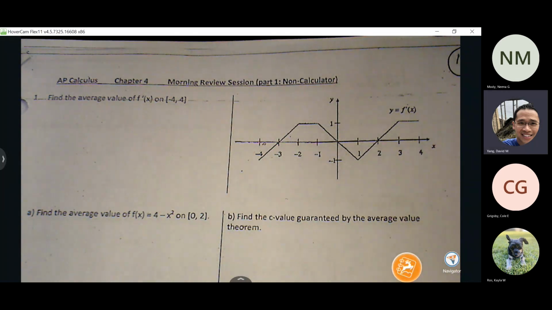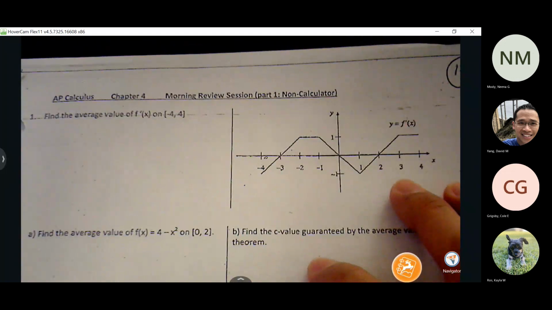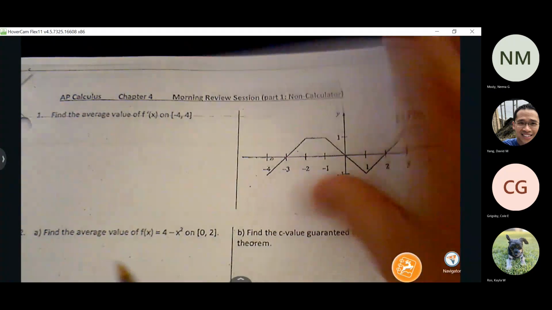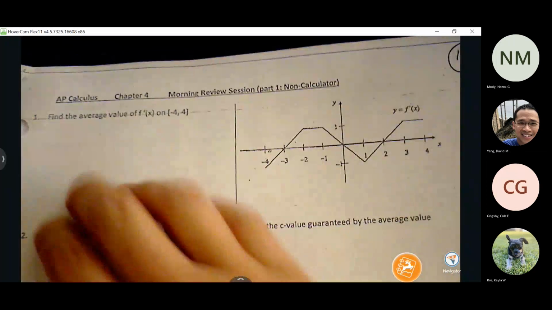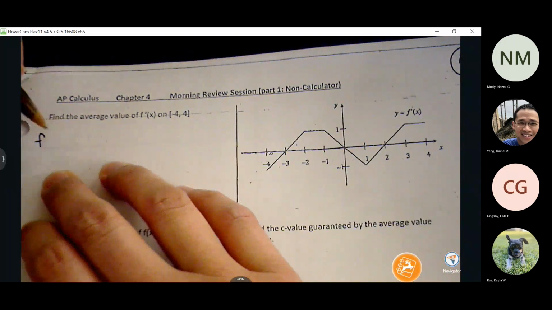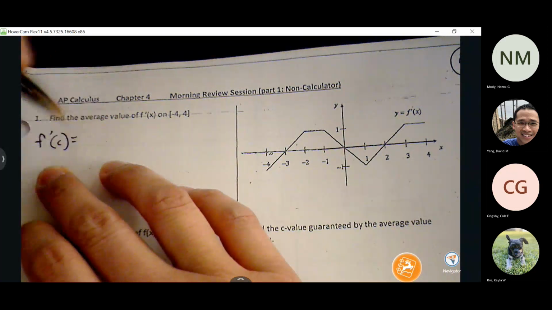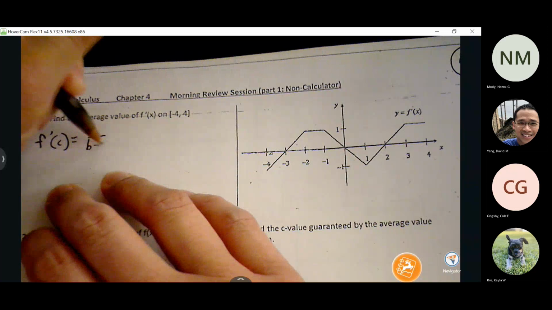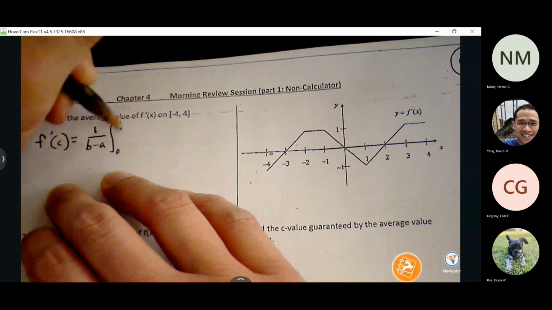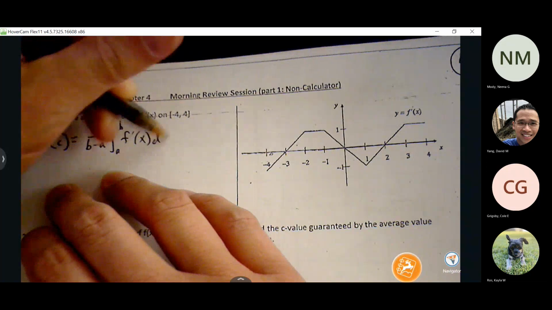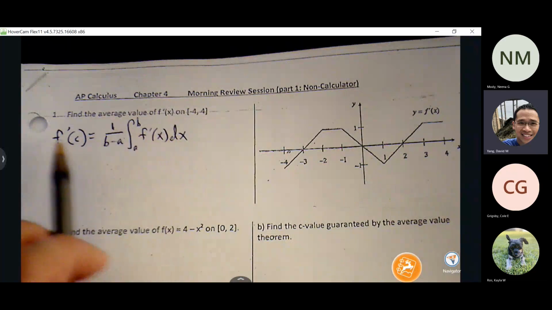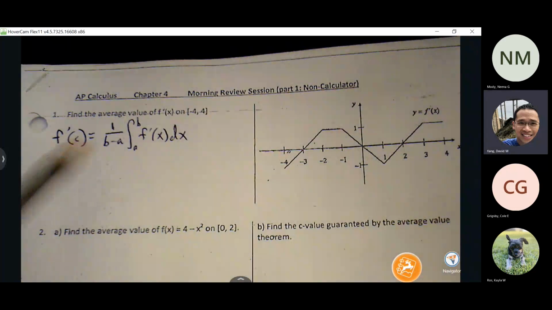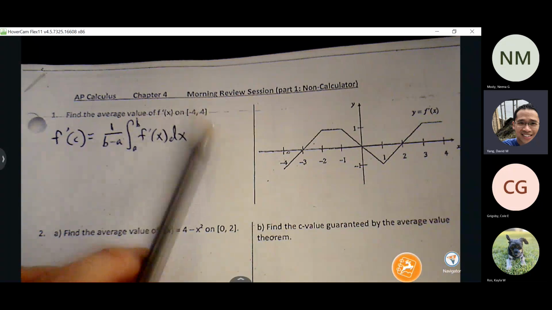Let's start with number one, find the average value. The average value theorem. Go ahead and set up that formula. I'm doing f prime because it's asking for the average value of f prime. So a and b values are given to you, -4 and 4.